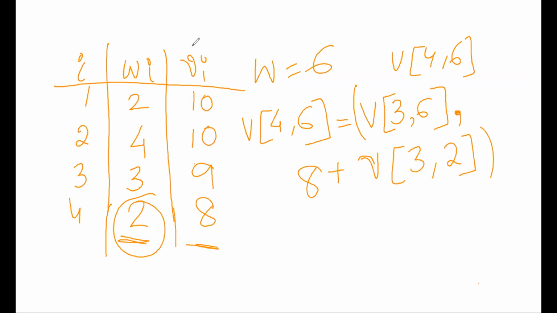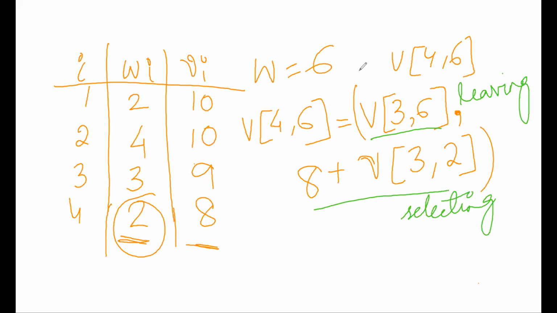Now, these are my two options. This is the option of leaving item 4, and this is the option of selecting item 4. So given these two options, I have to maximize the profit. So I want to find the maximum of the two. Now, if you look at the equation, to find 4, 6, I need 3, 6 and 3, 2, right? I don't have 3, 6 and 3, 2, okay? So before calculating 4, 6, I need 3, 6 and 3, 2.